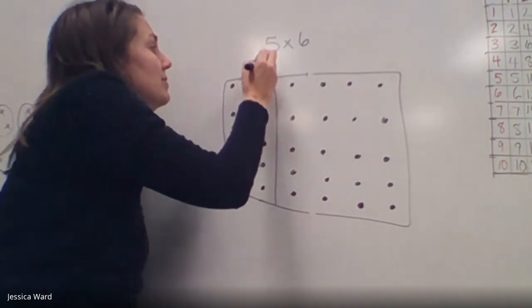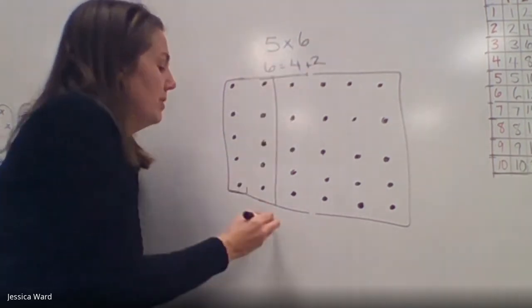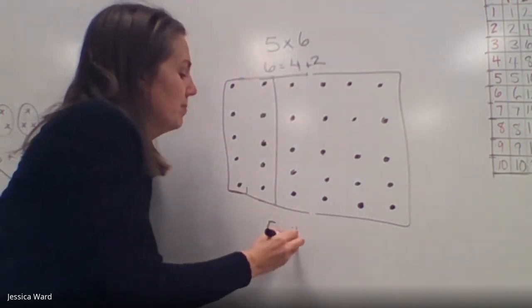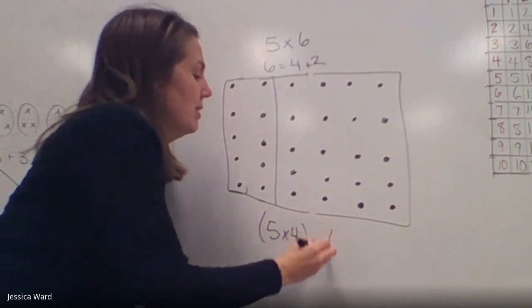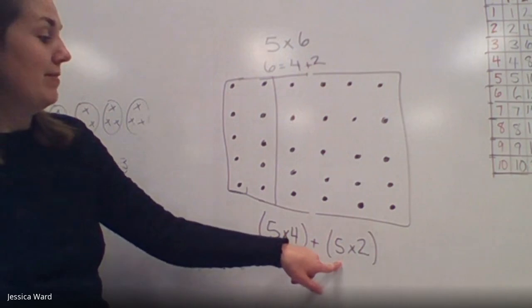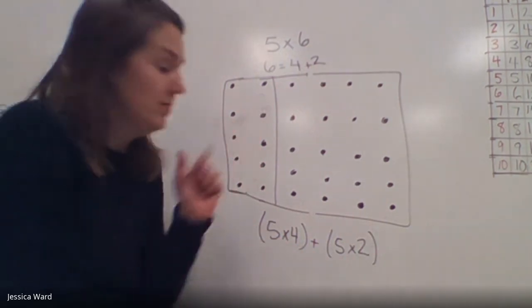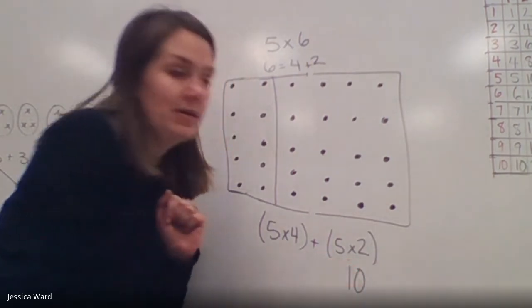So I'm thinking of 6 times 4 plus 2. I'm going to multiply my 5 times 4 and my 5 times 2. I'm actually going to start with 5 times 2 because that's a double stack. I'm going to say I have 5, 10. So 5 times 2 is 10.